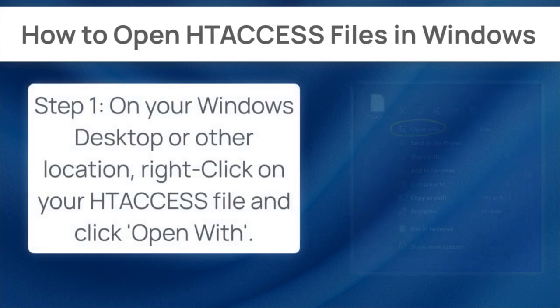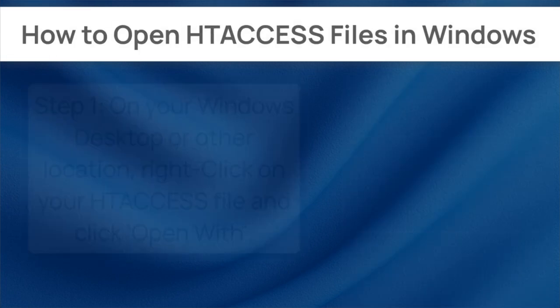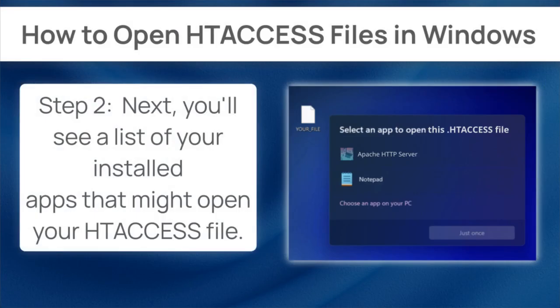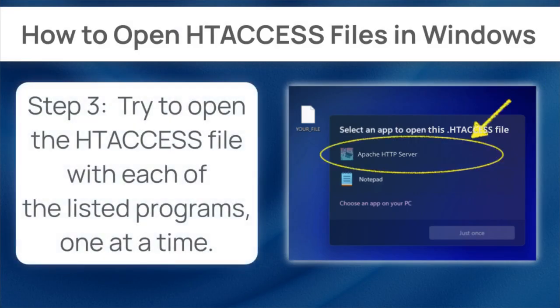To start the process, right-click your .htaccess file and select Open With. If you have Apache HTTP Server installed, test that first. If not, try another option. You need to systematically check compatibility.